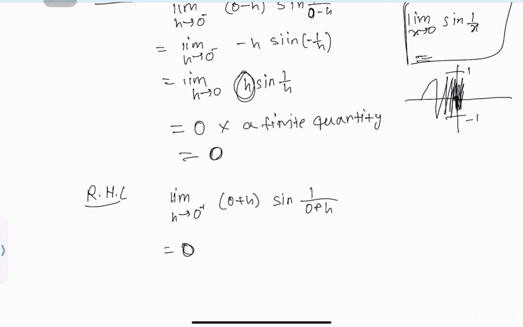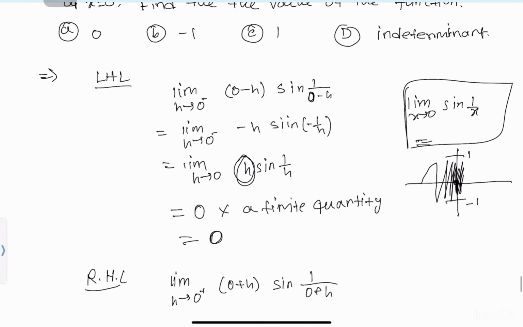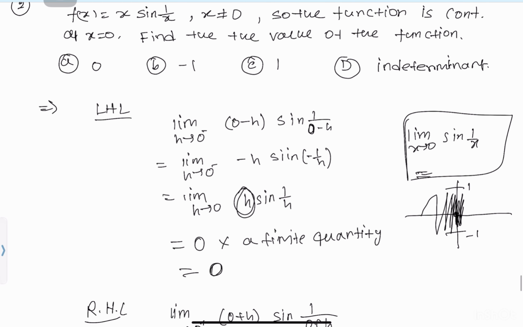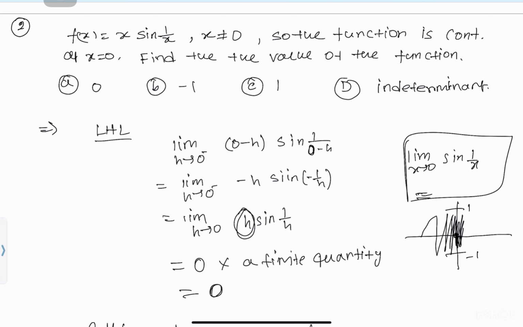Clear? So the right hand limit and the left hand limit are equal to 0, and also the question tells us that the function is continuous at x equal to 0. The function is continuous at x equal to 0, it is given.